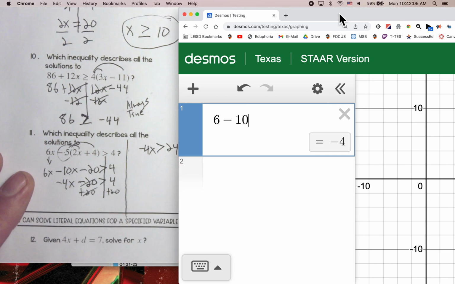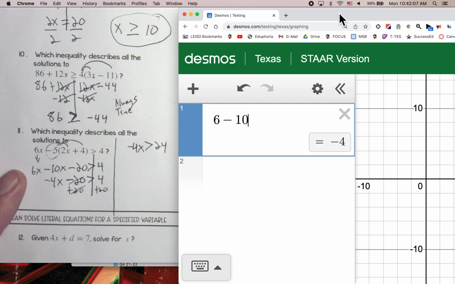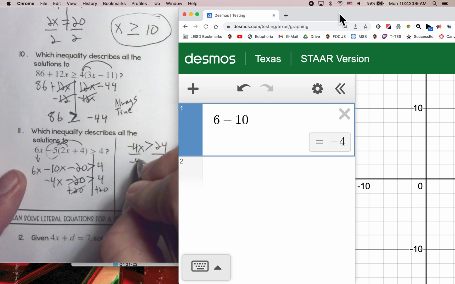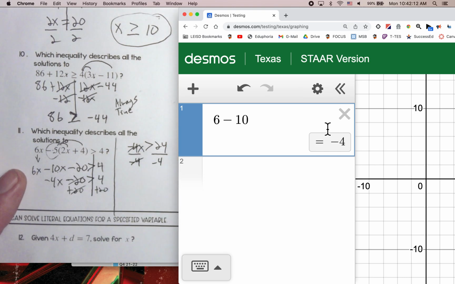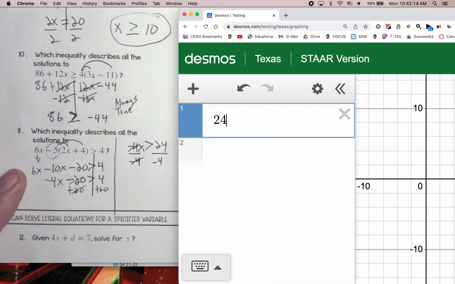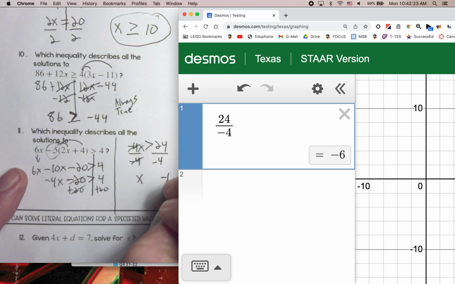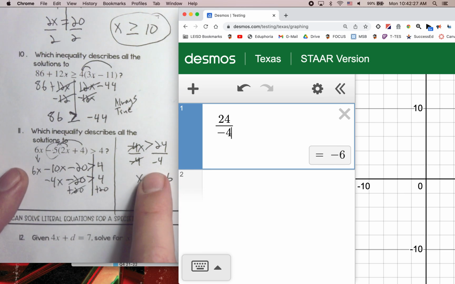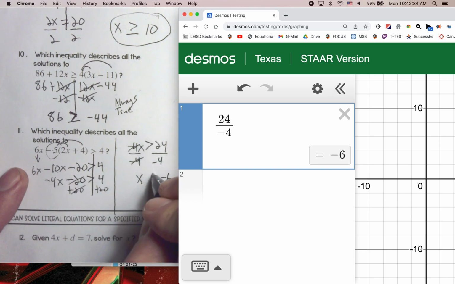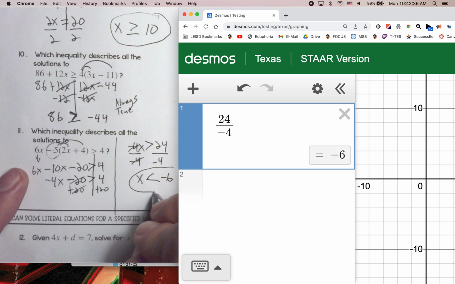Last step I want to do is divide. So I'm going to divide both sides by negative 4. And if I type 24 divided by negative 4, oops, not 0.4, negative 4 is negative 6. So I get x and negative 6. Now, notice I did not write my inequality sign. The reason I left that blank is because we are dividing by a negative number. When you're dividing by a negative number, your inequality sign flips. Okay?